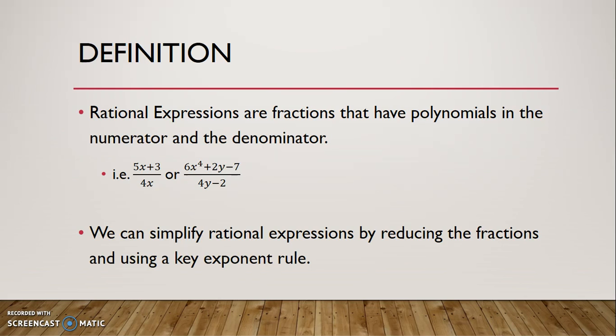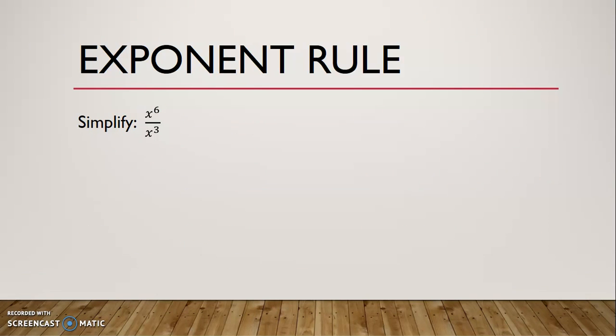So first of all, let's talk about the definition. A rational expression is a fraction that has polynomials in the numerator and the denominator. We can simplify rational expressions by reducing the fractions and using a key exponent rule. This is the rule you need to know.